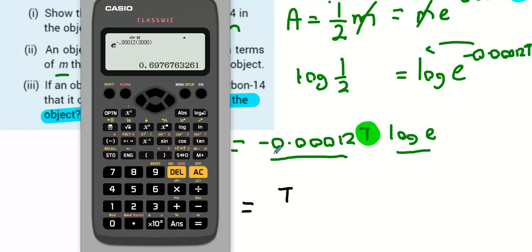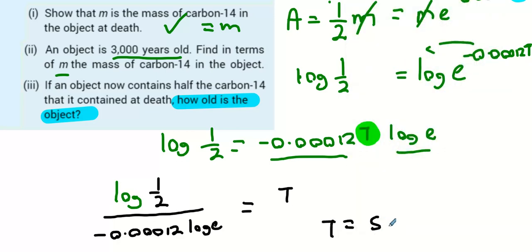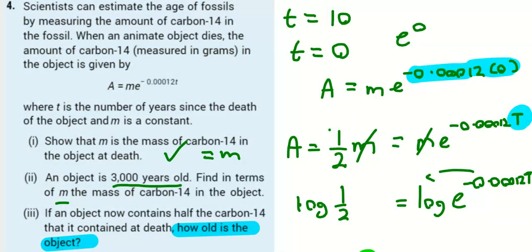You got to put that into the calculator. Difficult to put in, so it's going to be log 0.5, which is log a half, all divided by minus 0.00012 log. Now it's an e, so this is the e symbol here. Shift. There's e to the power 1, which is just e. Yeah, 5776. So t, the object is 5,776 years old. Okay, and that's it. So that's questions 4 and 1.